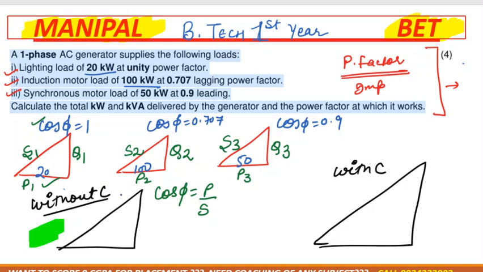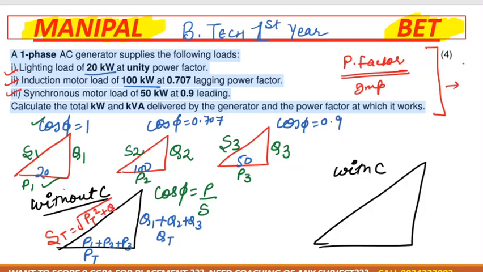So now you need to make a combined power triangle. This would be P1 plus P2 plus P3, that will be the total power. Similarly, here Q1 plus Q2 plus Q3, that will be the total reactive power. So in this case, we need to calculate S. Always remember, we don't calculate S as S1 plus S2 plus S3. No. ST will always be the root of PT square plus QT square.